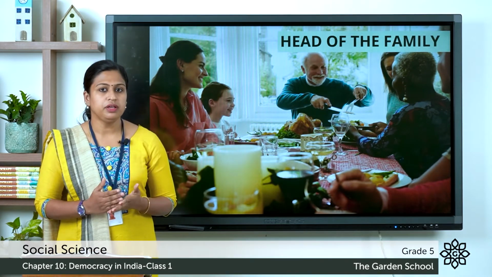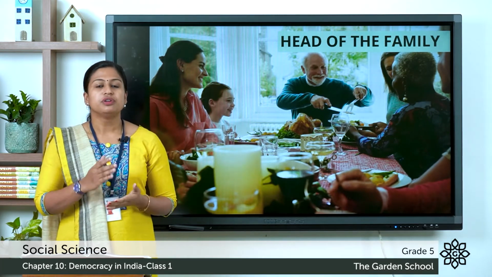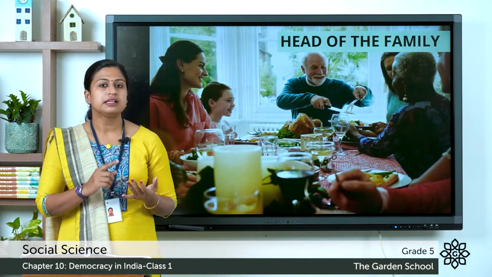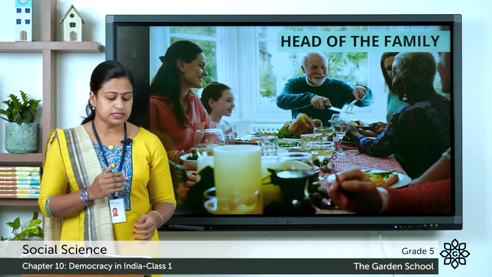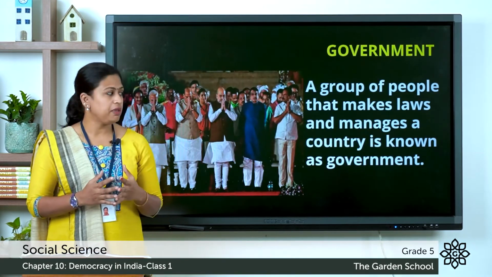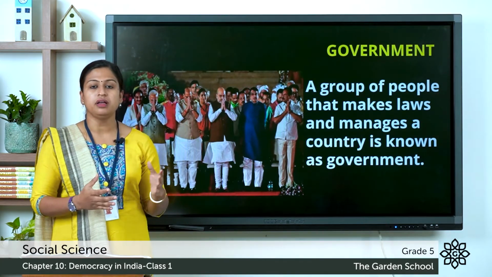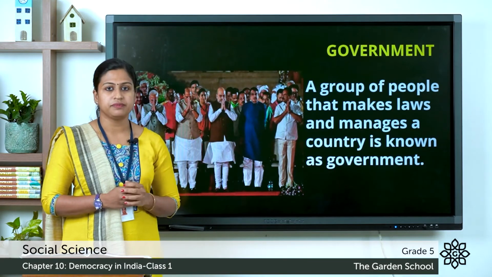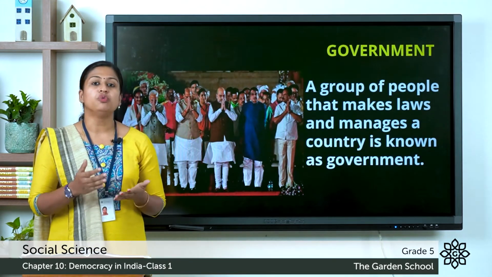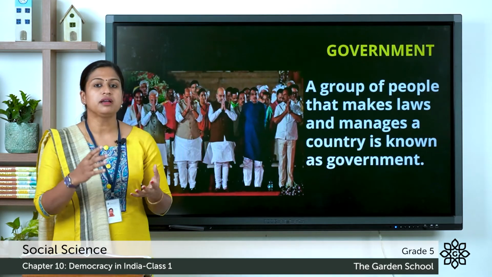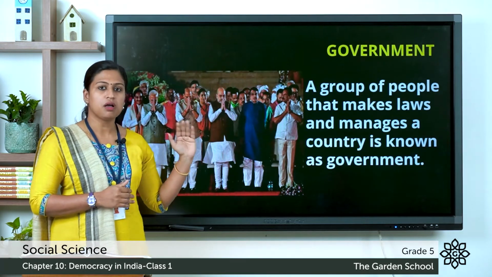Talking about our country, India is also like a big family. So, to rule this country, a single person cannot rule it. So, we need a team. Now, this team or group of people who make law or who rule our country is known as the government. Once again, government is a group of people who make law and who have the controlling power over a country. That is known as the government.